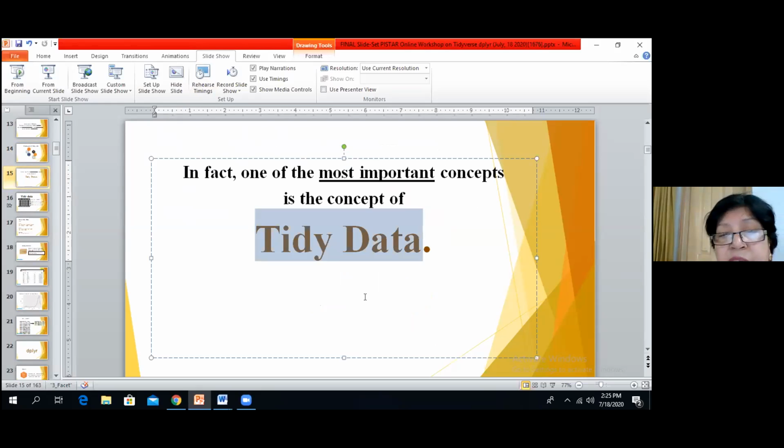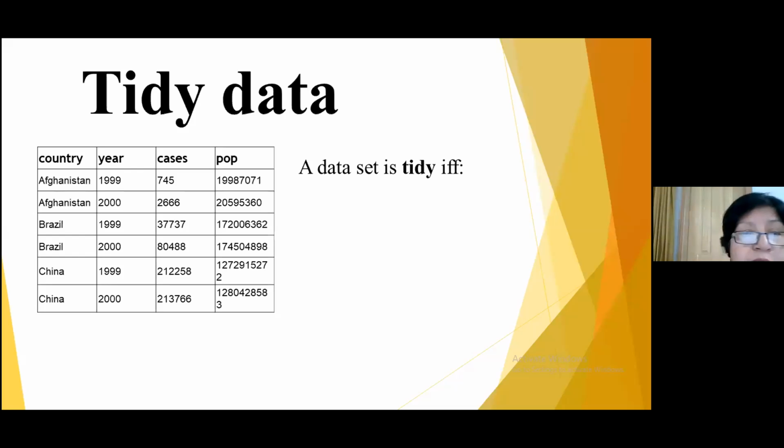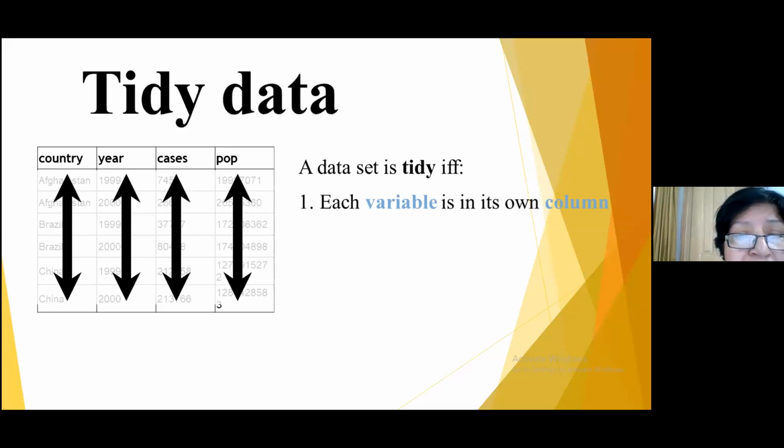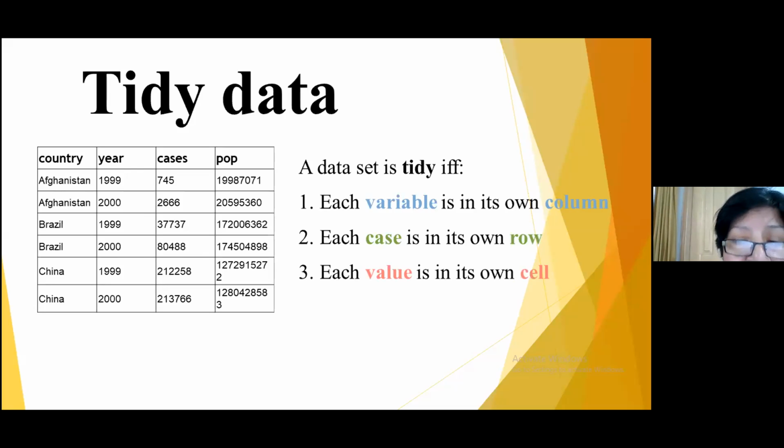Because you see, there is this concept, tidy data. That's a very, very important concept. So what is that? A tidy, if I can put it into the slide mode, it will come to you in that animated form. Now, tidy data: a data set is said to be tidy if and only if each variable is in its own column, each case is in its own row, and therefore naturally each value is in its own cell.